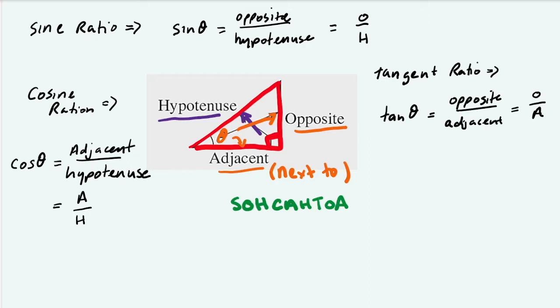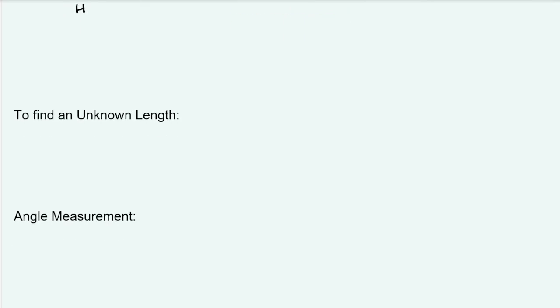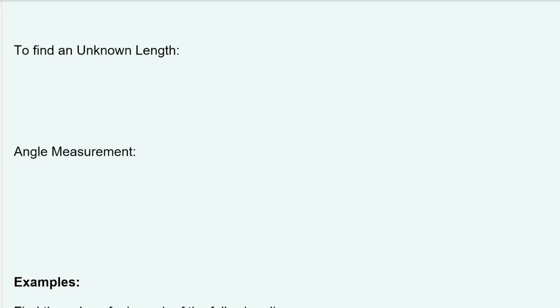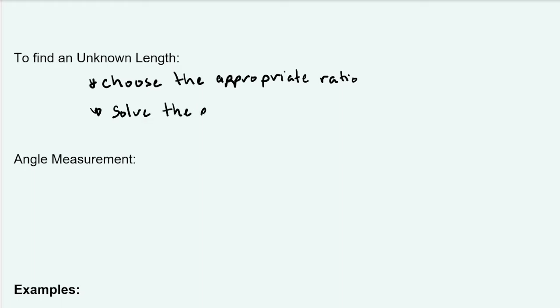Okay, a couple of other little bits and pieces. As we move along, if we want to find the unknown length, it's pretty simple. We're going to choose the appropriate ratio for the relationship between the angle and the sides, and then solve the equation. And we will see in some examples how this will work.